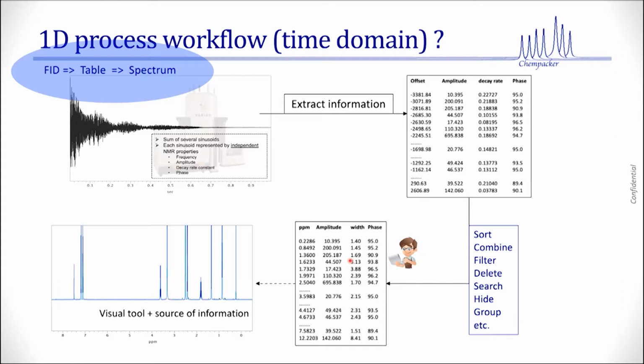And we can generate a spectrum. What happened was, spectrum is not the source of information anymore. FID is the source of information. So spectrum becomes a visual tool. And as a blasphemy, spectrum is actually optional in this scenario. If you don't need to see it, you don't have to see it.